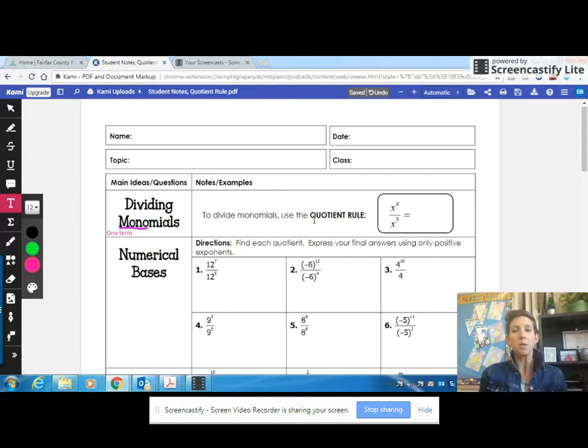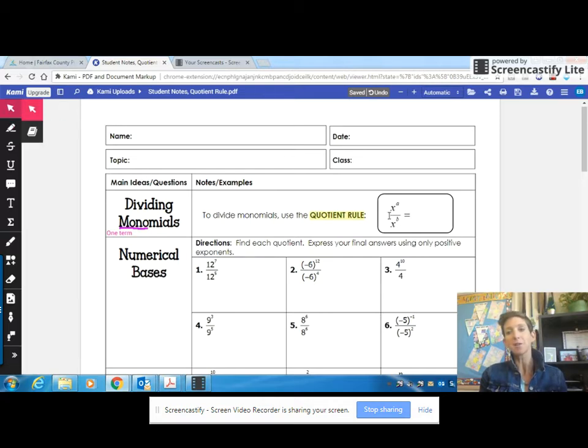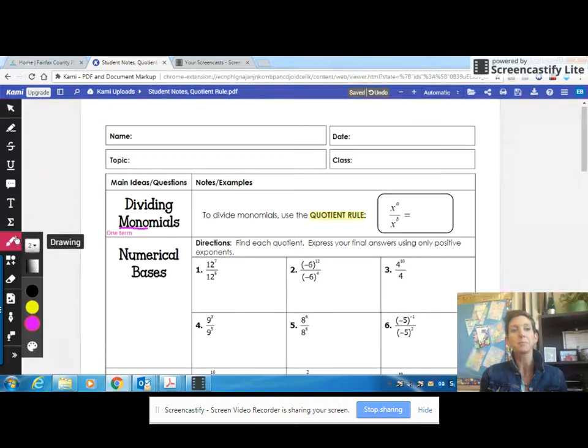So to divide monomials, we use something called the quotient rule. And you need to remember what quotient means. Quotient means division. It's the answer to a division problem, right? So that is what we're referring to. You'll notice here that you see a fraction bar. The fraction bar is also a way to represent division. So whenever you see the fraction bar, you should think to yourself, this is a division problem.